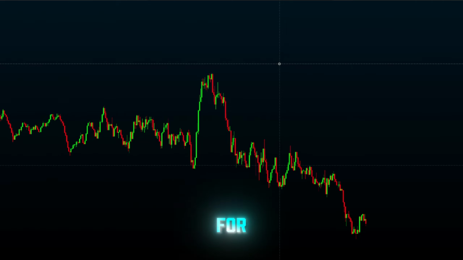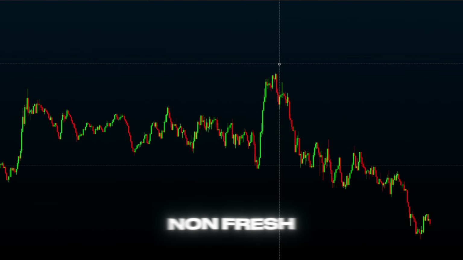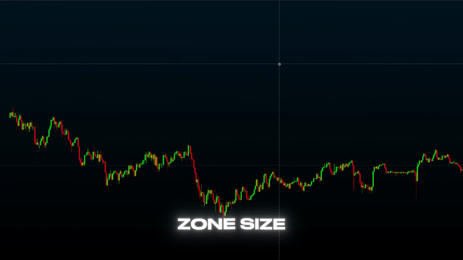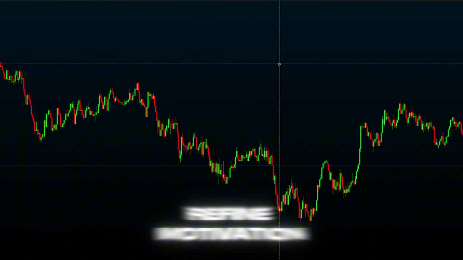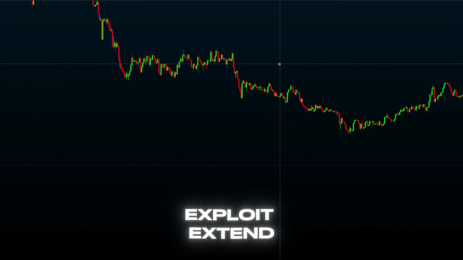Mindset: patience for retests, one to three candles. Discipline: skip non-fresh zones. Emotions: FOMO on breaks, wait for the close. Journal: zone size, reaction, outcome, refine. Motivation: zones are order footprints. Read them, exploit.